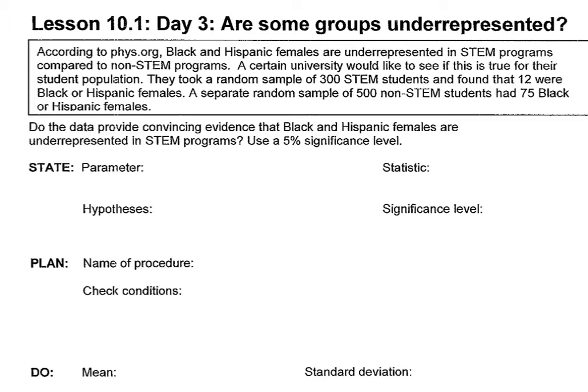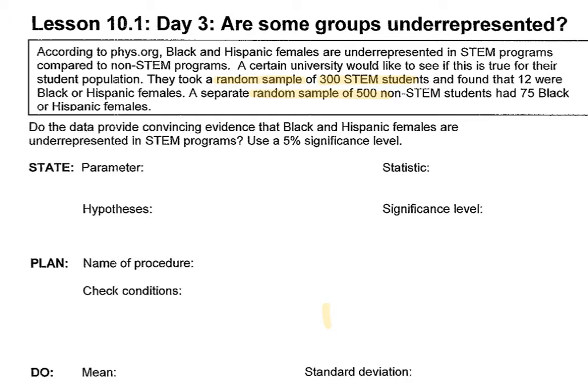Let's read through this example together. According to a website, Black and Hispanic females are underrepresented in STEM programs compared to non-STEM programs. So they took a poll to see if this is true for the whole student population at this certain university. So they took a random sample, that'll come into play later, of 300 STEM students and found that 12 were Black or Hispanic. A separate random sample of 500 non-STEM students had 75 Black and Hispanic females.